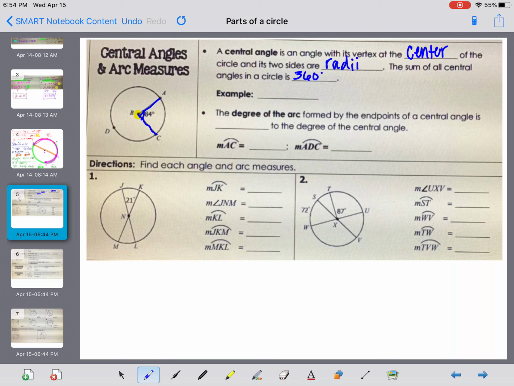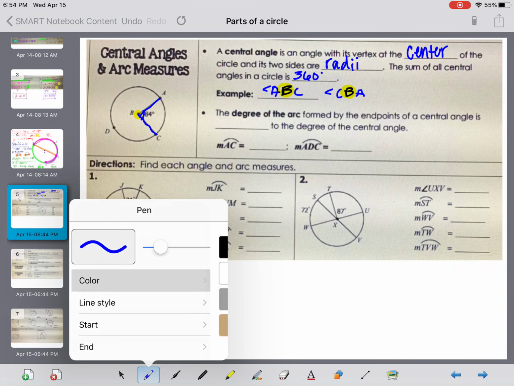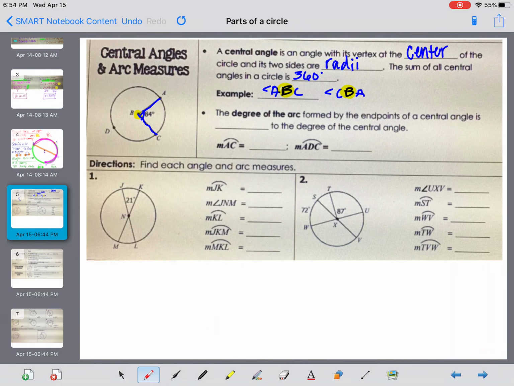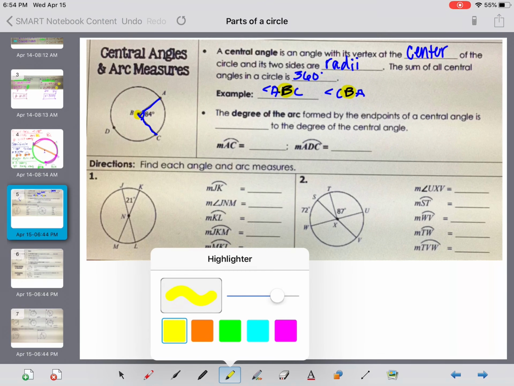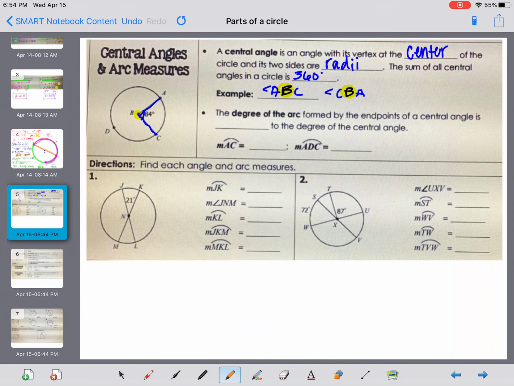And then the sum of all the central angles in a circle, meaning if the entire circle was made up of central angles, the sum of all of those would be 360 degrees. All right. So for example, this central angle is angle ABC or angle CBA. Remember, the order of those letters does not matter as long as the vertex of the angle is in the middle of the name. All right. So then let's talk about the degree of the arc.